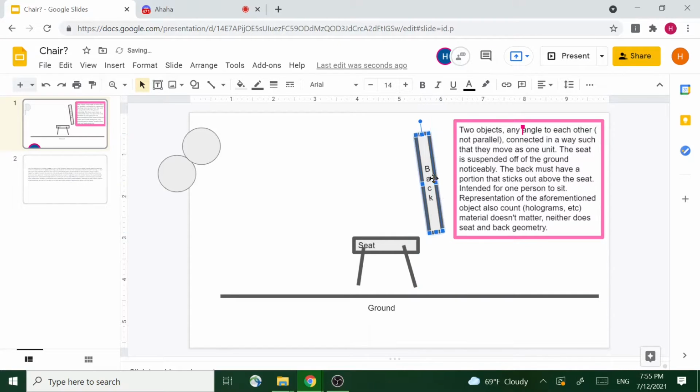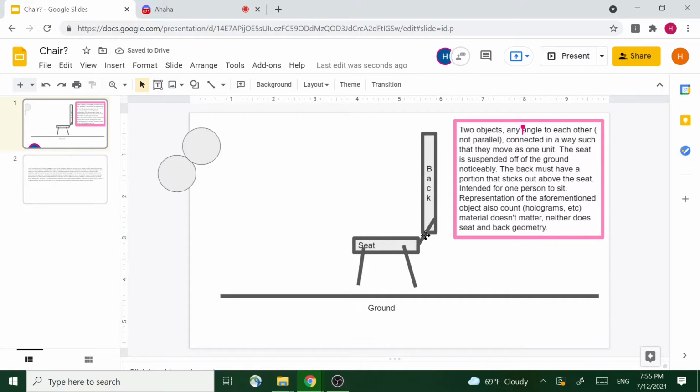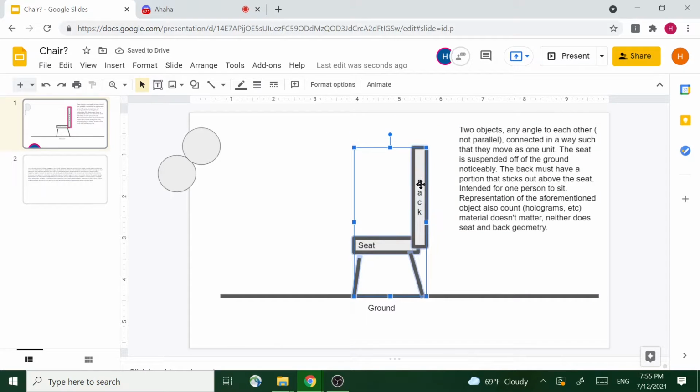If I do this and I have a support structure that goes like this, that also works, right? Oh yes, I guess so. The two pieces don't have to be touching, but they have to be connected in a way that they move as one unit. What does that mean? Like if you move it back, this also moves as well. It doesn't matter.